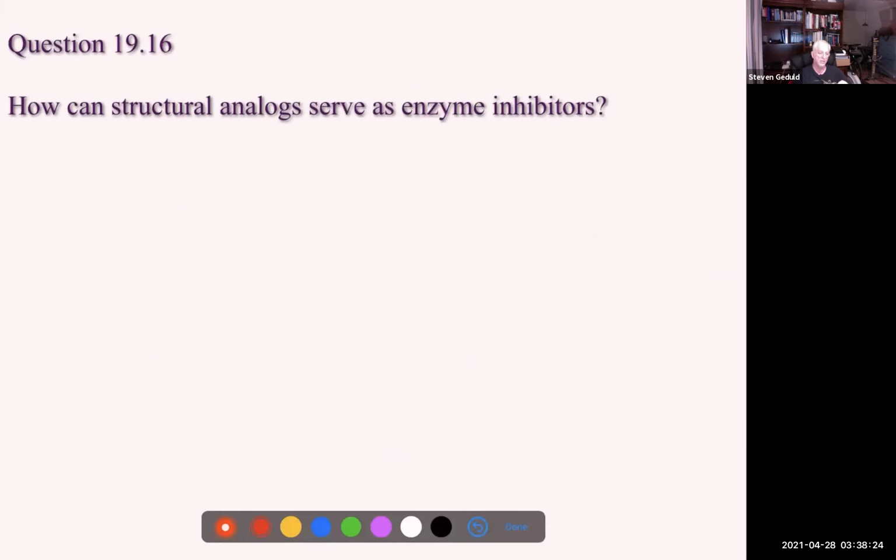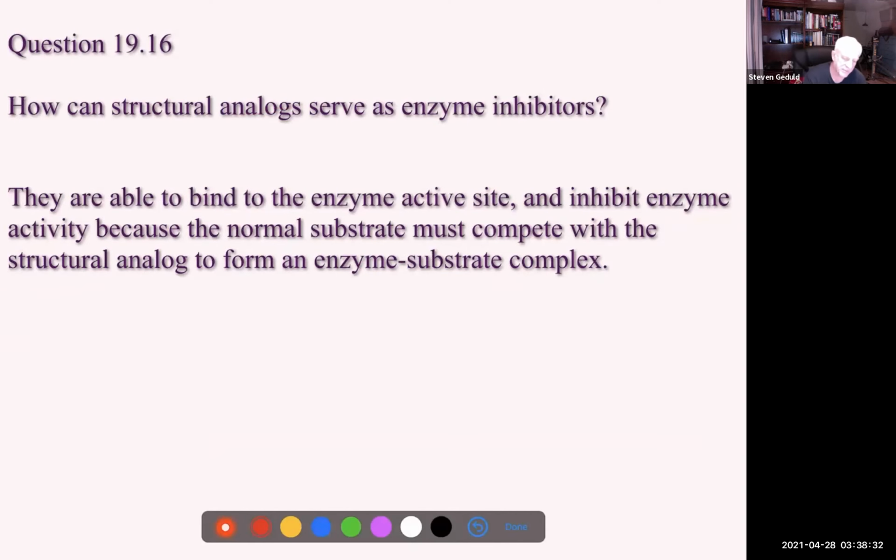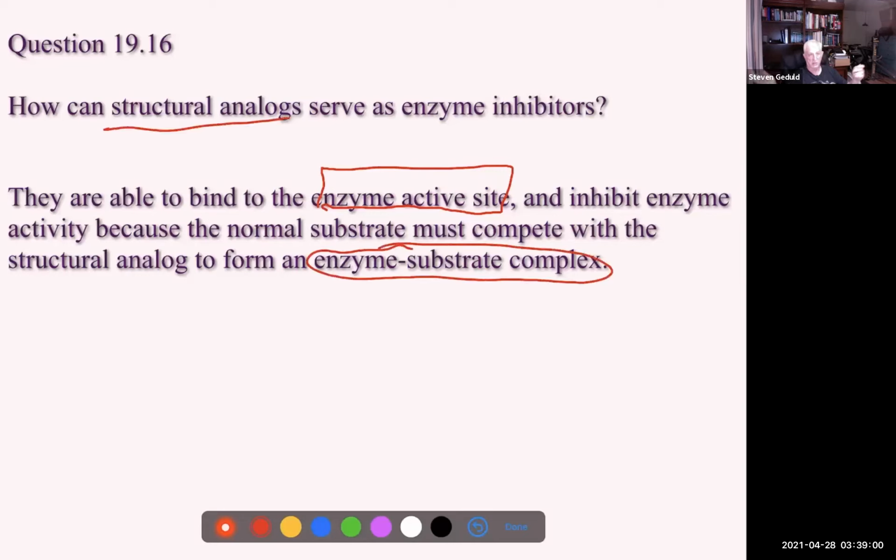How can structural analogs serve as enzyme inhibitors? Just like we said, they're able to bind to the enzyme's active site because they look the same and they have the same charge distribution, so they can bind right to it. They inhibit the enzyme activity because your normal substrate has to compete with the structural analog to bind to the site and form the enzyme substrate complex. If the structural analog is bound to the site, you cannot form the enzyme substrate complex because the analog's in the way. It's in the active site.